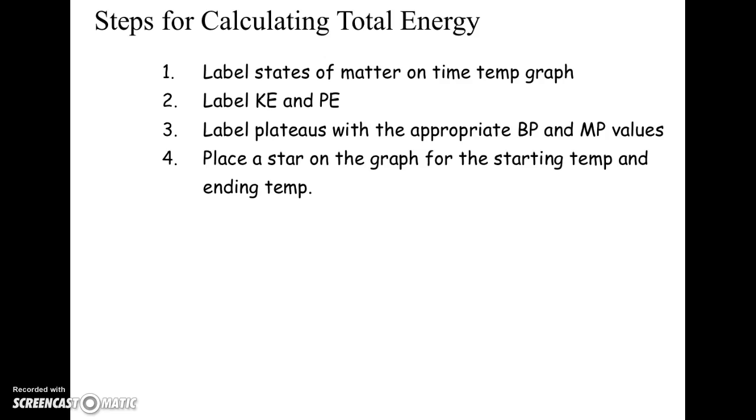So the first step for calculating total energies is to label the states of matter on the time temperature graph. That means solids, liquids, and gases. Label the parts where there's kinetic energy and where there's potential energy. That will help you to determine which equation to use. Label the plateaus with the appropriate boiling point and melting point values. And then finally, I have students place a star on the starting temperature and on the ending temperature.